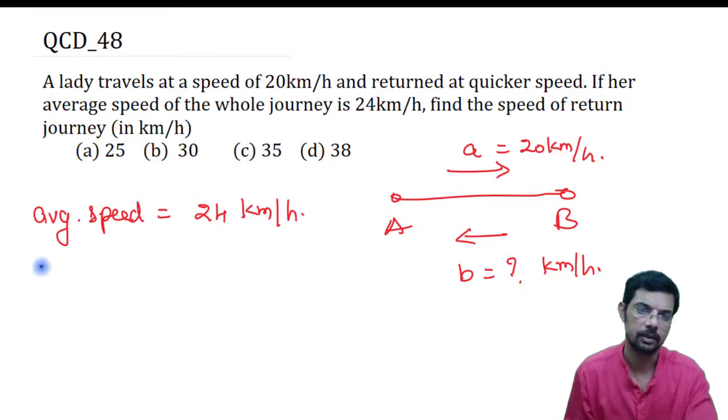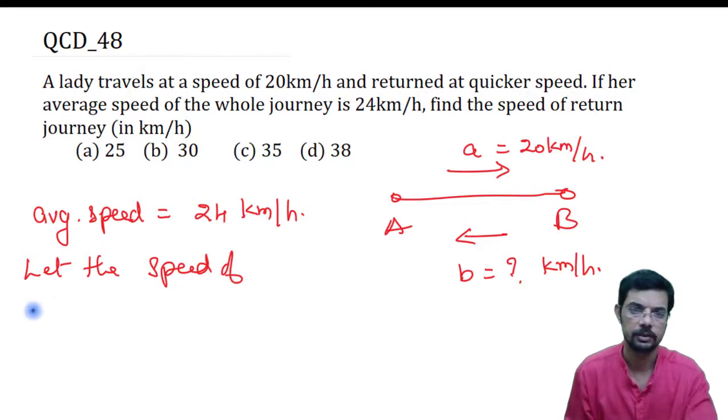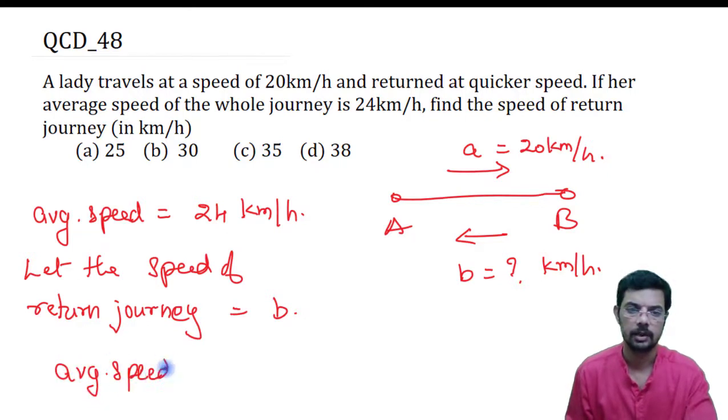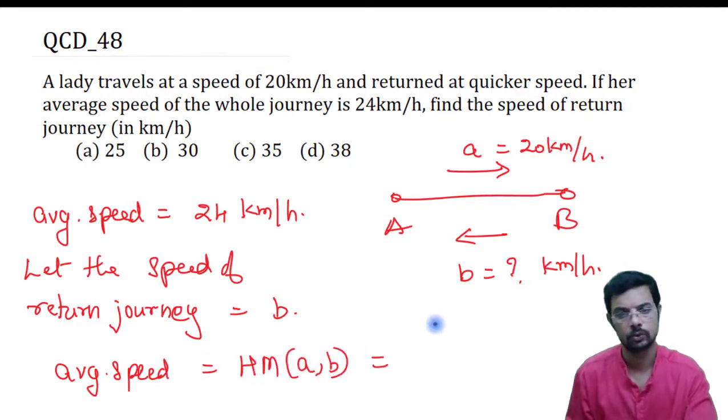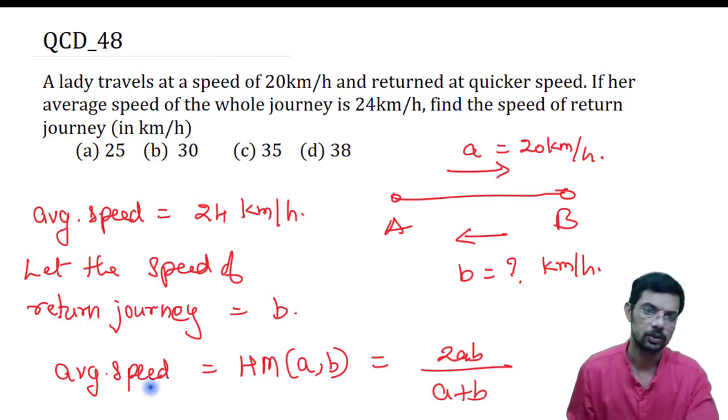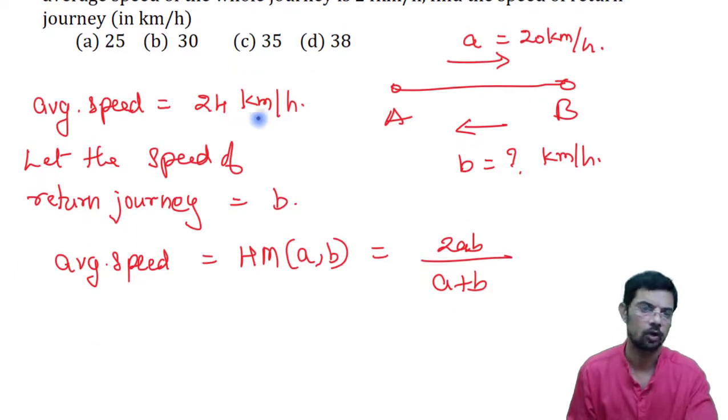Okay, so we shall assume that let the speed of return journey be equal to b. Okay, so we know that the average speed is given by the harmonic mean of A and B, which is equal to 2AB. Harmonic mean of two numbers A and B is given as 2AB by A plus B. We know this. So therefore, we shall put the value. What is our average speed? Average speed is known to you as 24 kilometers per hour.